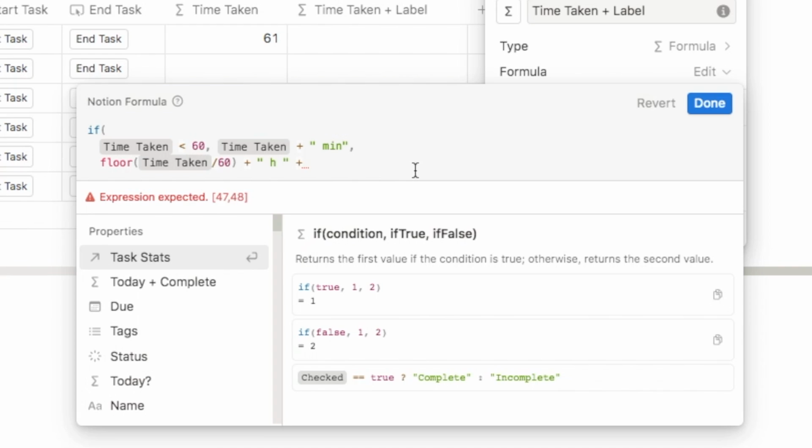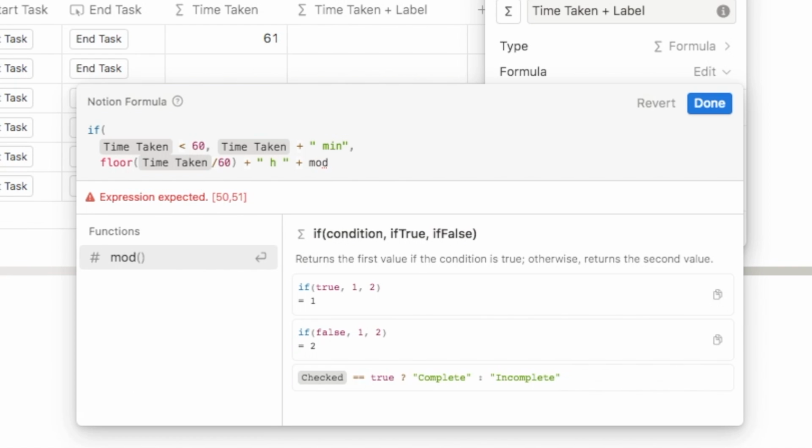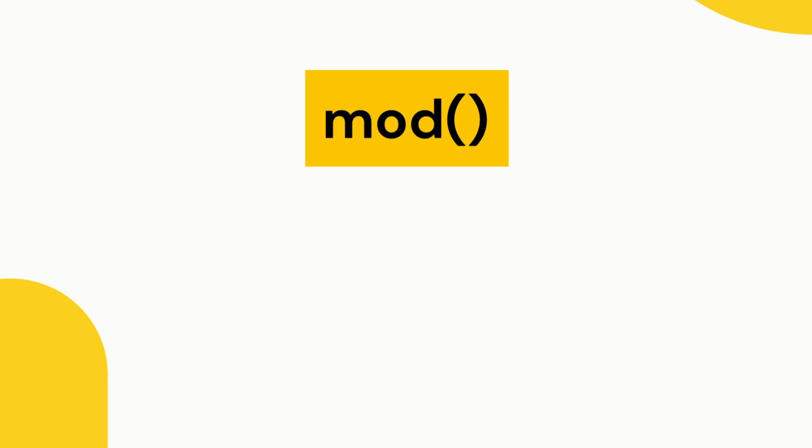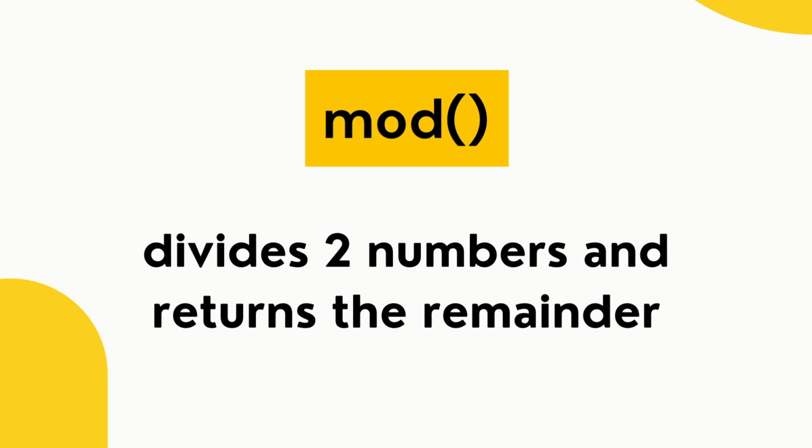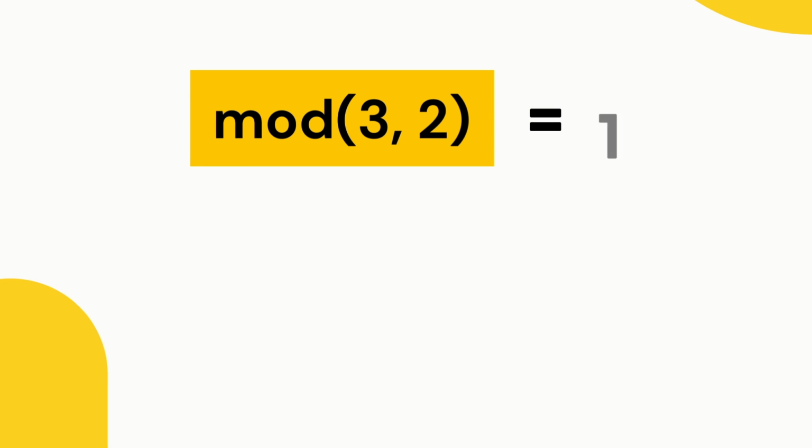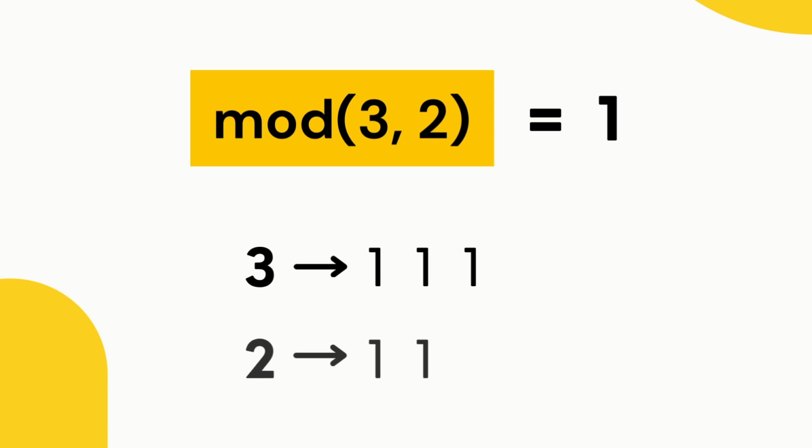So to get the minutes, we're going to use the mod function. So if you just type in mod like this. Now what mod does is it actually divides 2 numbers and then it returns the remainder. So if we did the mod of 3 and 2, the remainder would be 1 because 2 goes into 3 once, and we then have a remainder of 1.